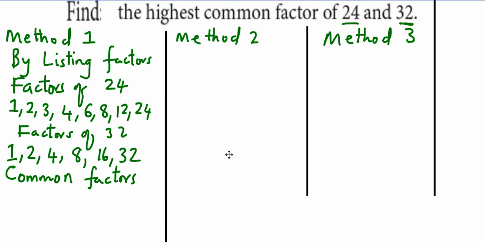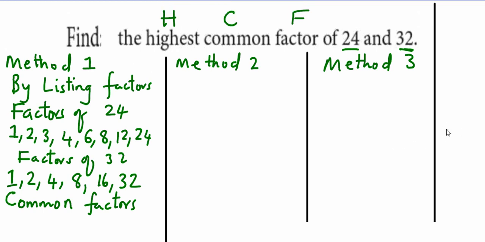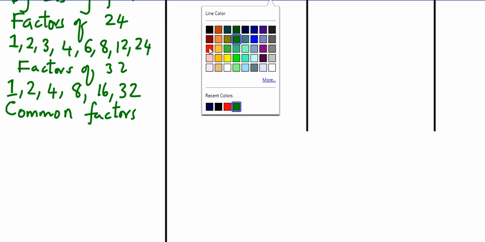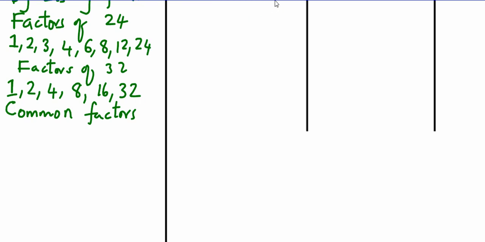Method 1 is asking for the listing of factors, the highest common factor of 24 and 32. Okay, now let us continue. Sorry for the delay, but this is part of the learning. Common factors. Let us pull out the common factors. Let me use a highlighter so that you can see the common factors.